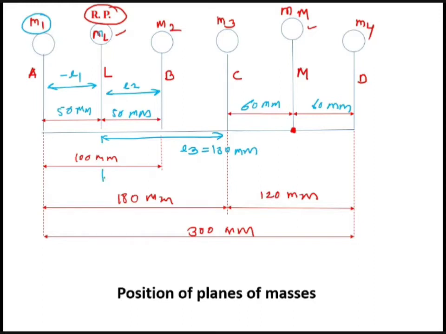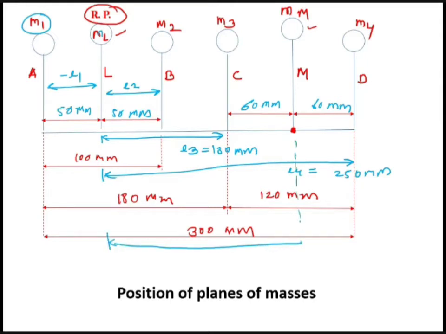Secondly, L4. L4 is nothing but this distance. What will be L4? L4 will be 250 mm. And then the last distance is up to this mass m, so this distance is nothing but Lm. Lm will be 190 mm. So 190 mm is 0.19 meter. This is how, from this plane position diagram, you have to compute all the distances.